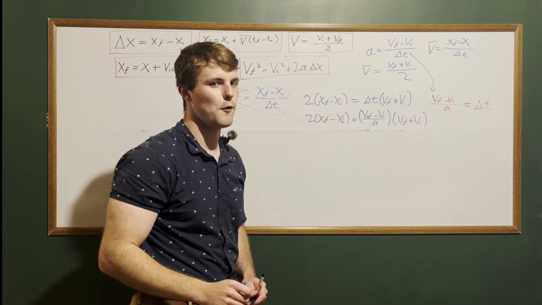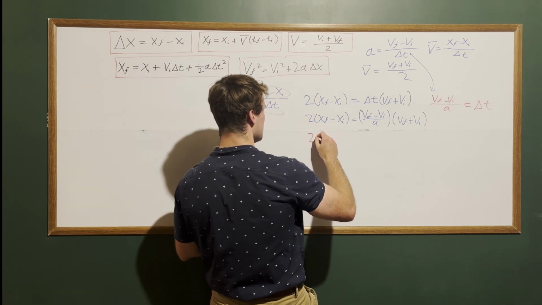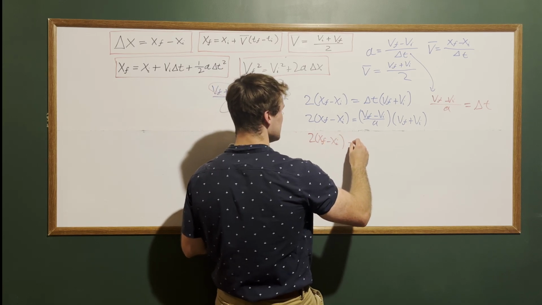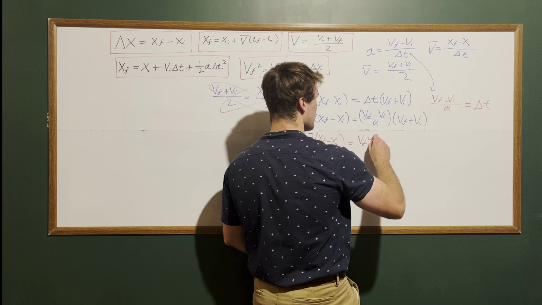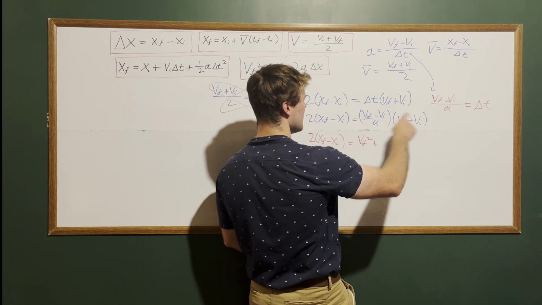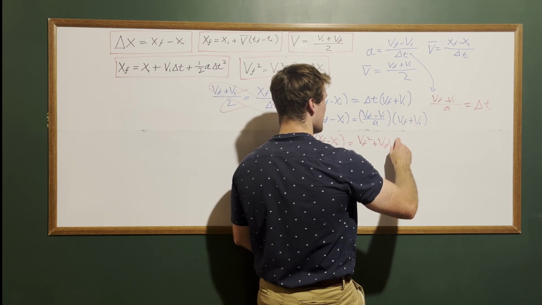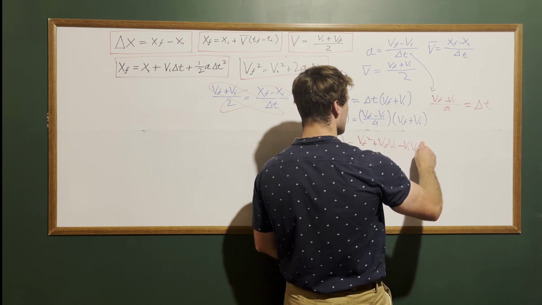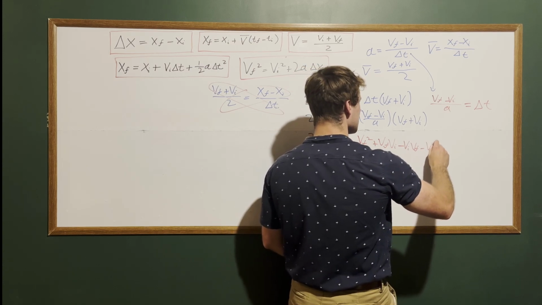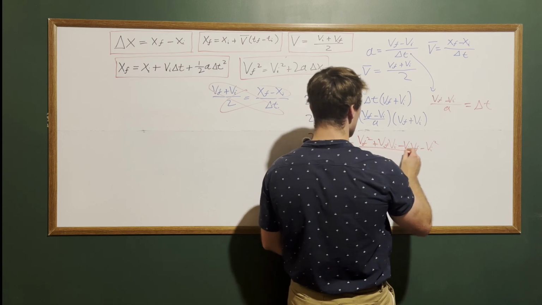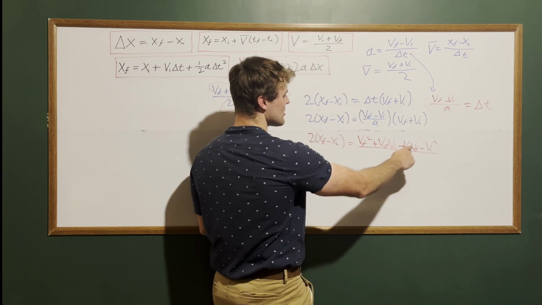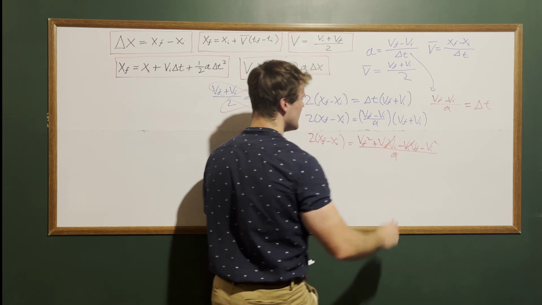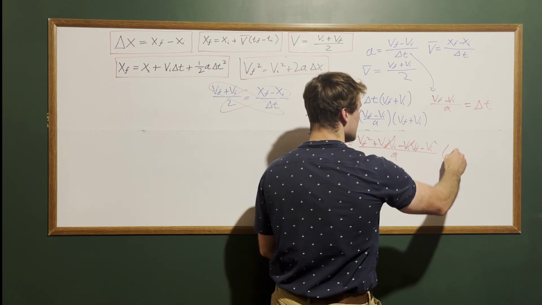Okay, more foiling. 2A(xf - xi) equals vf squared plus vf vi minus vi vf minus vi squared, of course, all over A. These two are the same. They're being subtracted from each other, so they go away. Now let's multiply both sides by A.